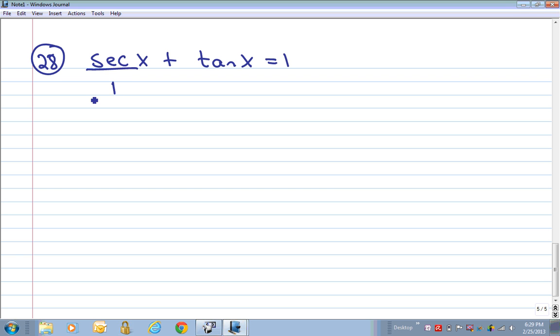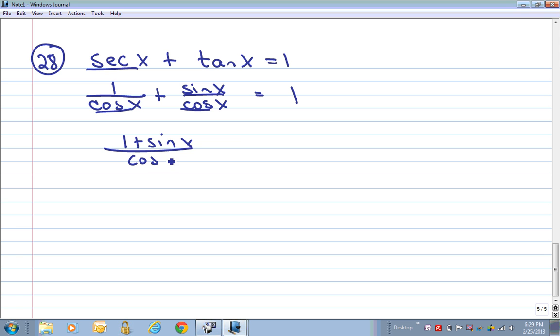I could make secant 1 over cosine x. And then I could make tangent sine x over cosine x. It's still equal to 1. All right, I have a really nice situation here, because they're both the same denominator, I can combine them pretty easily. So I could write this as 1 plus sine x all over cosine x equals 1 over 1. Now I have one fraction equal to one fraction.